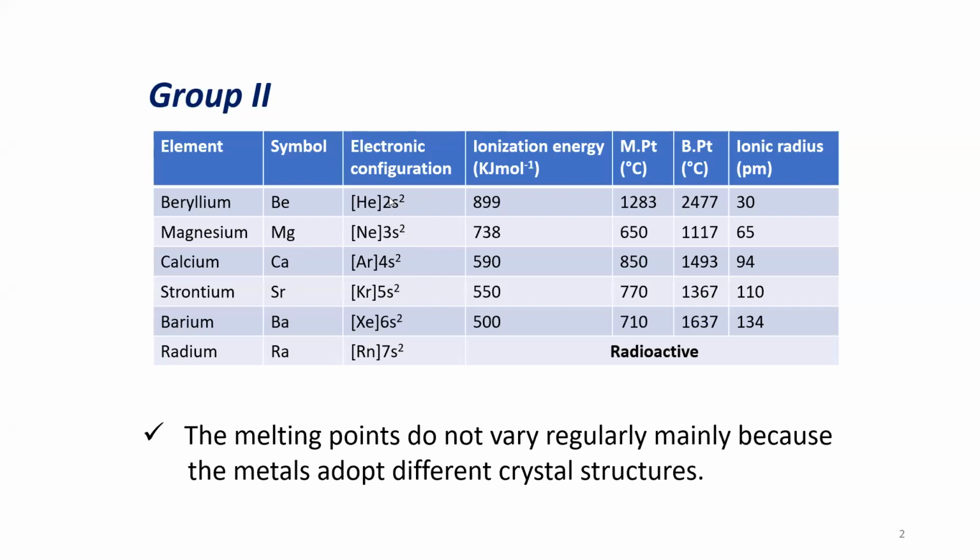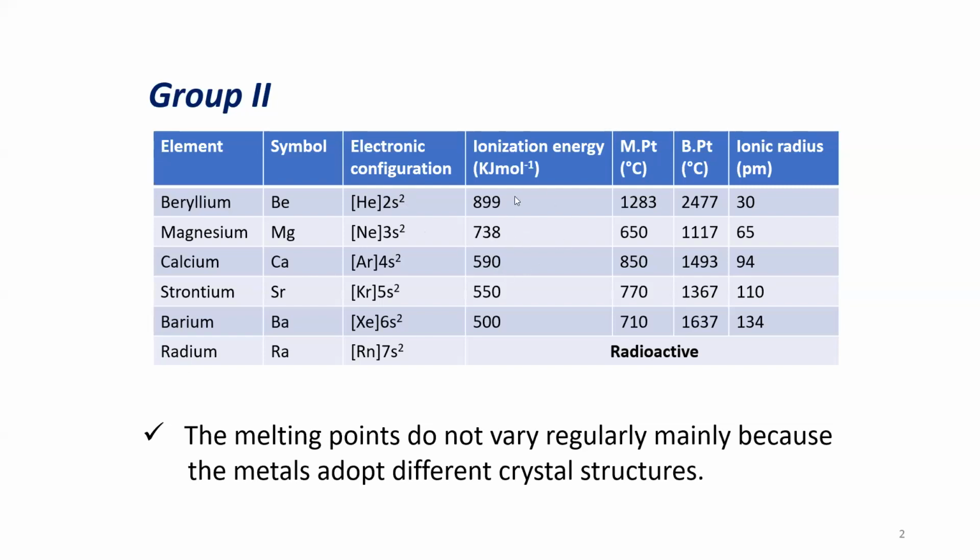And we also notice that as we go down the group, these shells actually increase. That is why we have 2s, 3s, 4s, 5s, 6s, 7s. So the size of the element is actually increasing. Despite increasing size, each of them still has 2 electrons in their valence shell. So that is why they are referred to as group 2 elements.